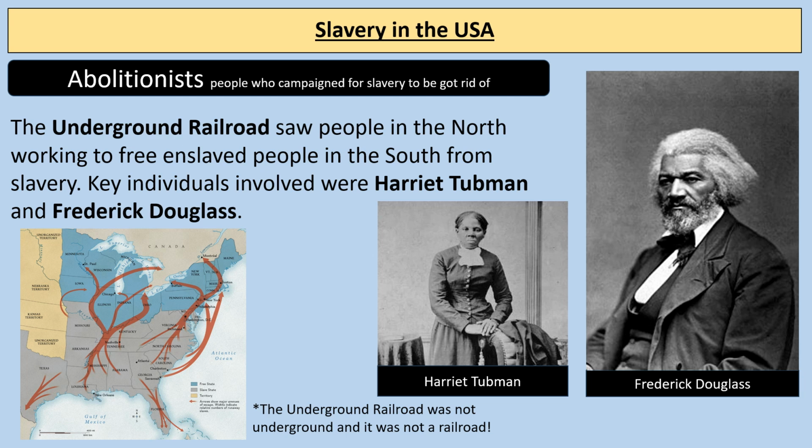Another really important event that happened in the 19th century was the development of what was called the Underground Railroad. It's a bit of a misleading title because the Underground Railroad was not underground and it was not a railroad. The idea was that people in the North worked to free enslaved people in the South from slavery. They would take them across routes and passages through the land that were known as railroads. It was underground in the sense that it was secretive and people didn't know where all of these different routes were. Key individuals involved in the Underground Railroad were people like Harriet Tubman and also Frederick Douglass, who you can see pictured there.